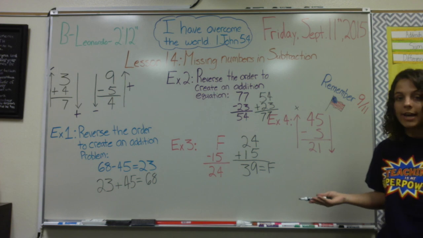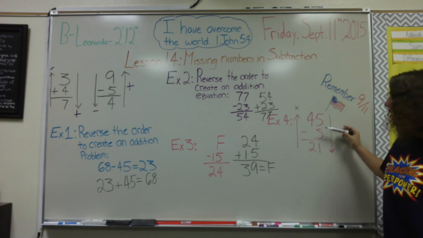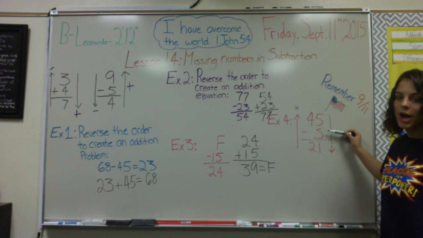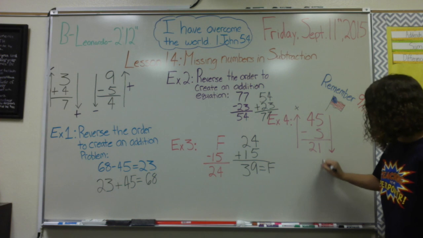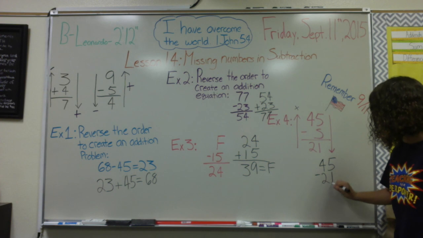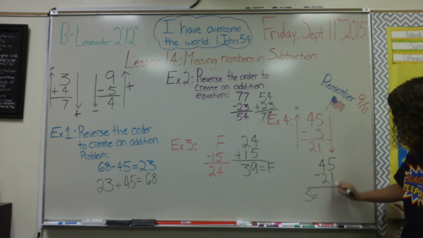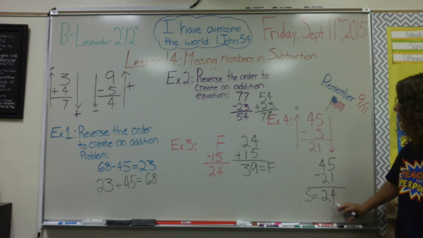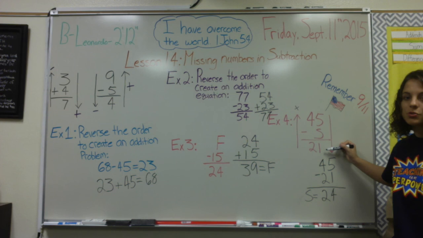When we did our missing add-ins, if we have a missing add-in, we always subtract. So the way you can remember is if you have a number in the middle, in the gap, you're still going to subtract. I'm going to subtract the numbers that I already have, which is simply going to be 45 minus 21, and it's going to equal whatever S is. So I'm going to put S equals 5 minus 1 is 4, 4 minus 2 is 2, so S equals 24. Therefore, 45 minus 24 equals 21.